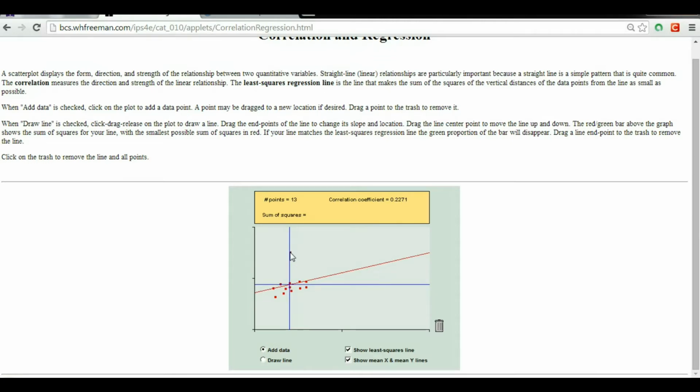Now, actually, let me throw that point away for a second. First of all, to start with, our correlation is 0.54. That's right here. Okay. Now, when I add my point that's right up above the mean point, it did influence the correlation.